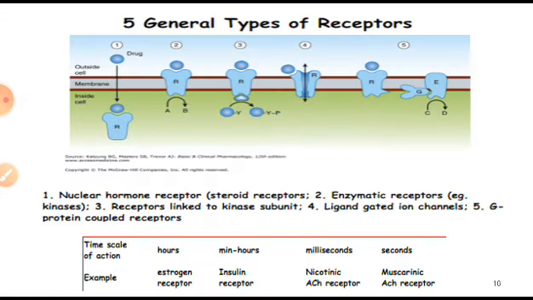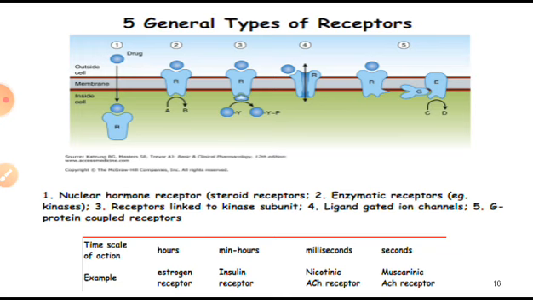This slide will give you general information about these 5 receptors, where receptors number 2 and 3 are almost of the same category. Here, the first one is the nuclear hormone receptor, which you also call steroid receptors. Second is the enzymatic receptors, and third is the receptor linked to kinase subunit. So both have almost similarity. Fourth is the ligand gated ion channels, and fifth is the G protein coupled receptors, right?